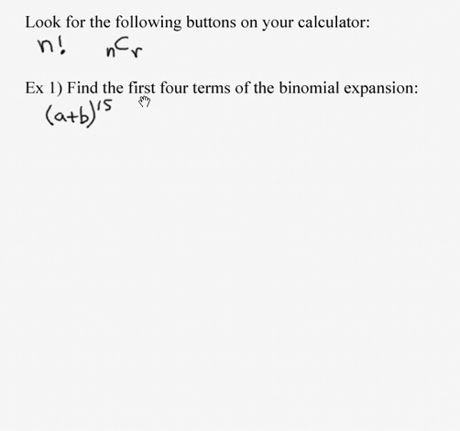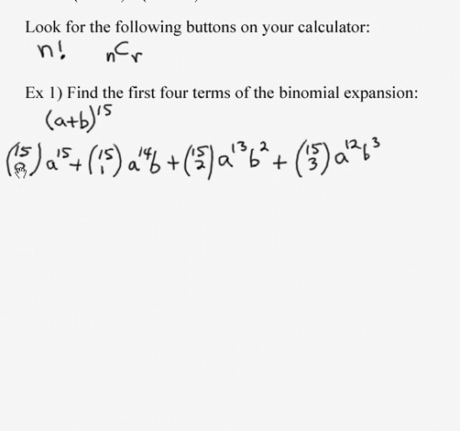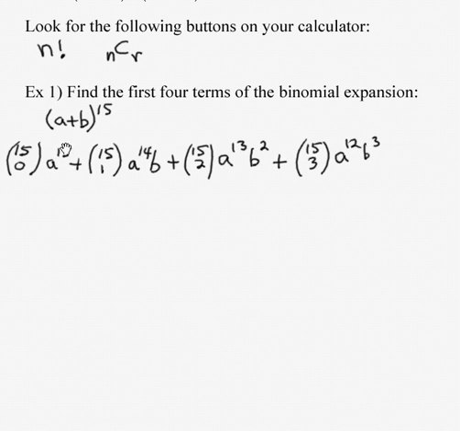So when we're asked to find the first 4 terms of the binomial expansion, a plus b to the 15th power, we can write it out as 15 choose 0 times a to the 15th, plus 15 choose 1 times a to the 14th times b, plus 15 choose 2 times a to the 13th times b squared, plus 15 choose 3 times a to the 12th b to the third. And again, the powers of a are descending, a to the 15th, a to the 14th, a to the 13th, a to the 12th. Powers of b are ascending, b to the 0, b to the first, b to the second, b to the third.